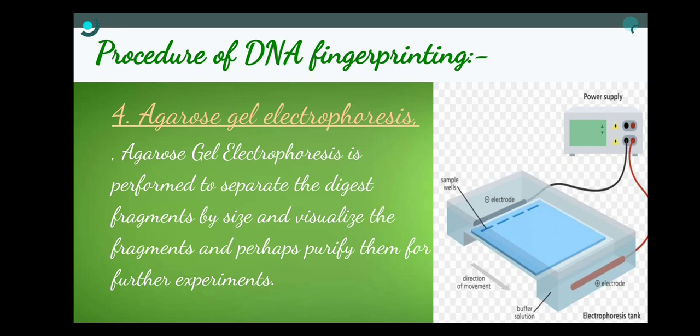After the electric current is applied, the smaller fragments move faster than the larger ones, and by this means the segments can be separated by their density. As we know, the smaller segment will move faster and the larger segment will move slower. From this we can get the separated sequences. So that was agarose gel electrophoresis.